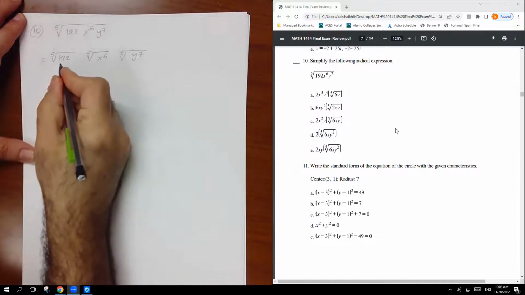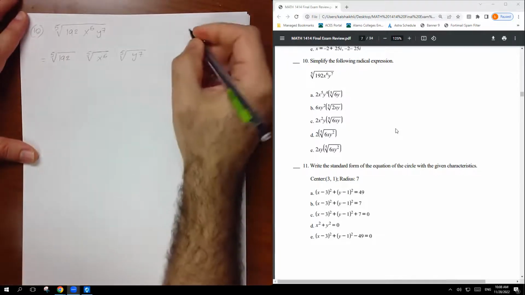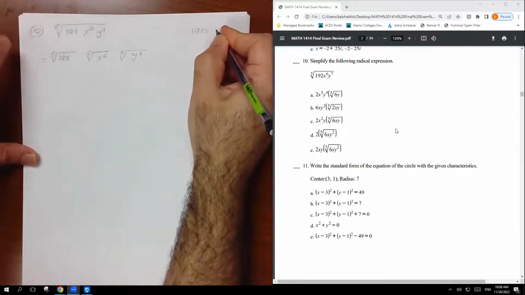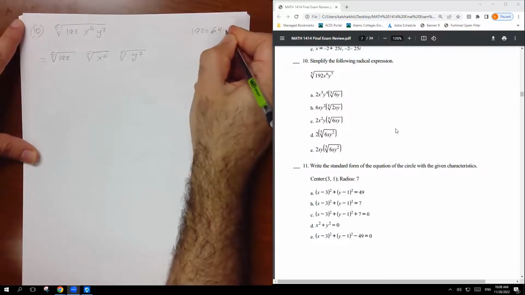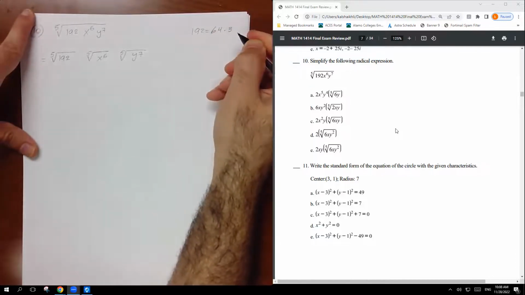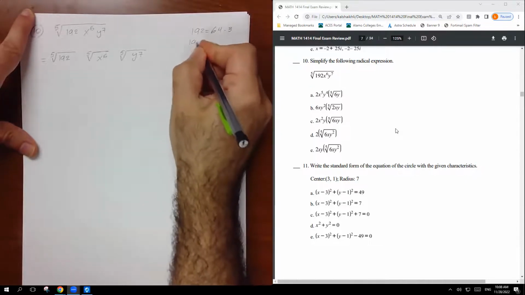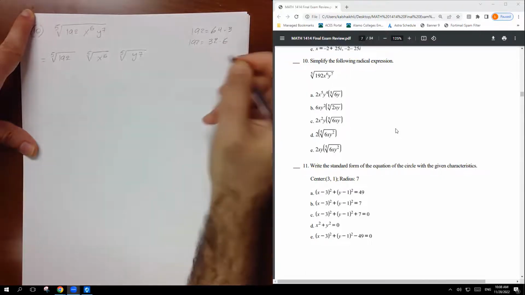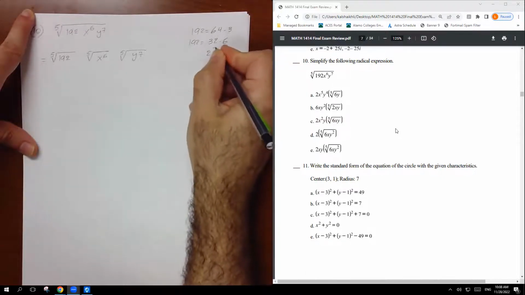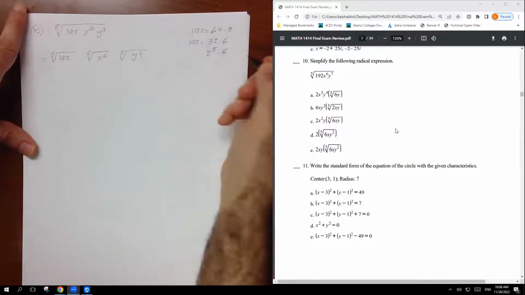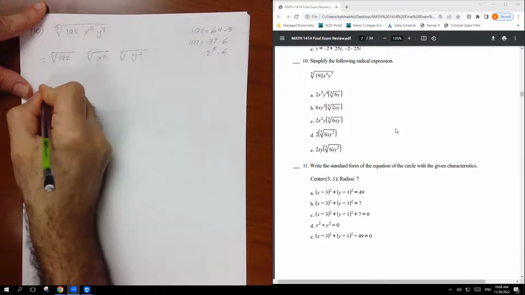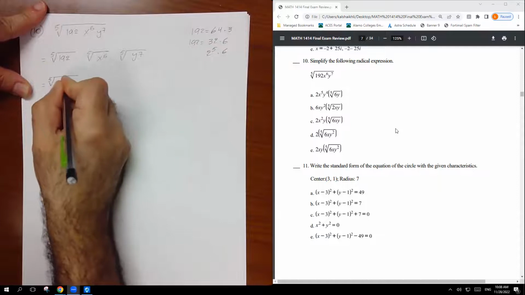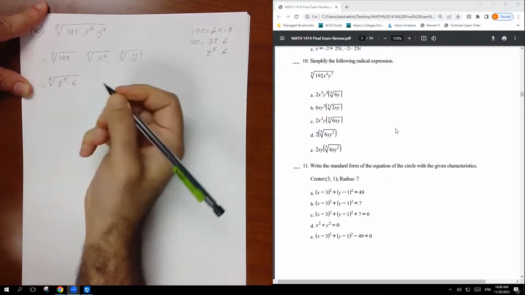Now let's check 192. 192 is 64 times 3. Or I can write down 192 is 32 times 6. 32 is 2 to the power 5 times 6. So I'm going to simplify this one. I'm going to say it's the fifth root of 2 to the power 5 times 6.